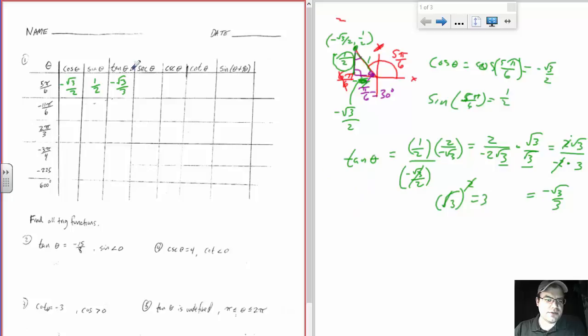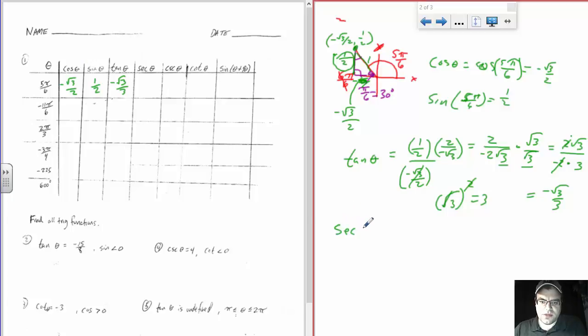The secant, of course, is the reciprocal of cosine. So if I take this cosine answer and flip it upside down, I'll get secant. All right, so secant theta is basically 1 over the cosine of theta. So if the cosine of theta is negative root 3 over 2, in this case it is, that means that the secant of theta is the same thing flipped upside down. So it's negative 2 over root 3.